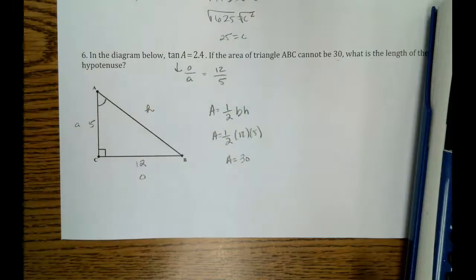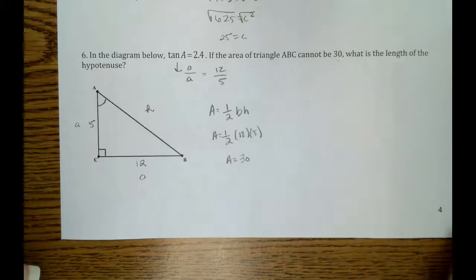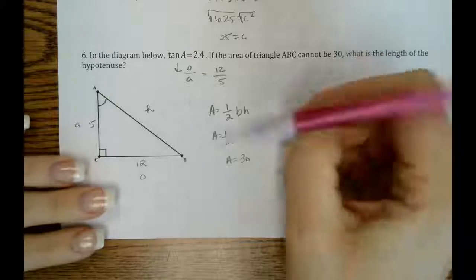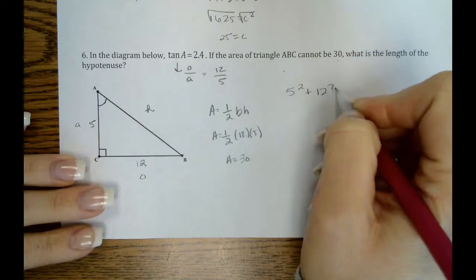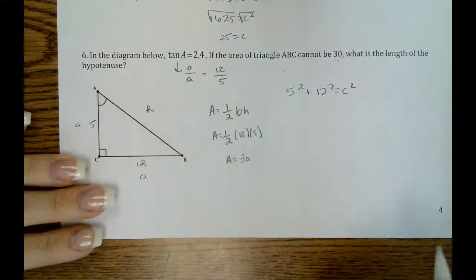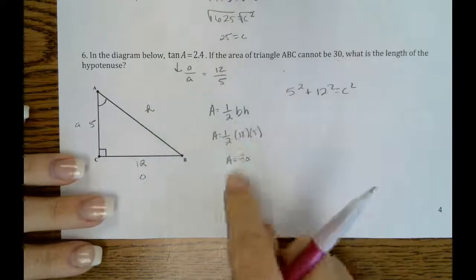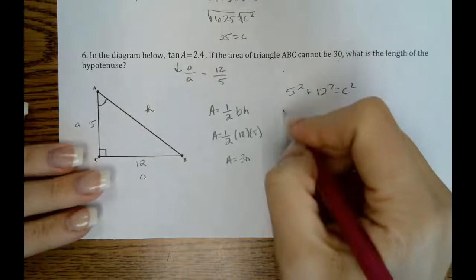So let's go ahead and we're going to find the hypotenuse, and then we're going to move on from here. So trust me here, and then we will keep moving forward. So let's go ahead and do 5 squared plus 12 squared. We're going to find our hypotenuse, and then we will make sure that the area is no longer 30.